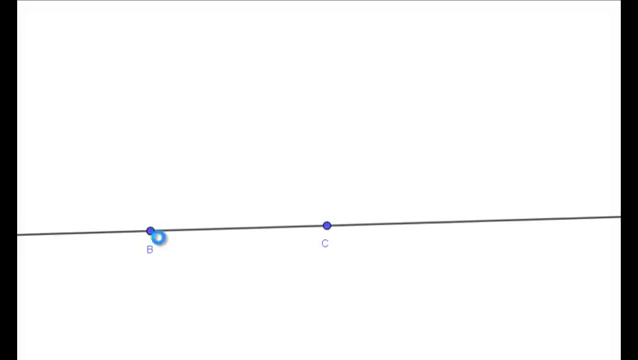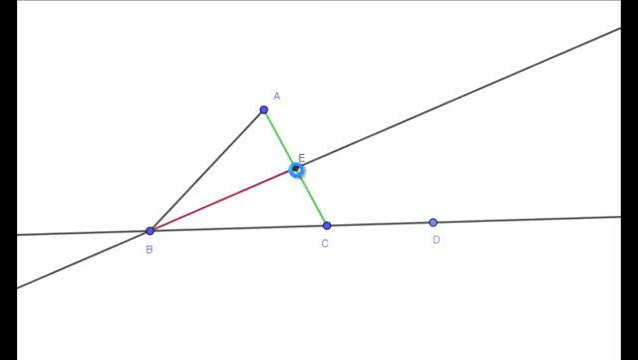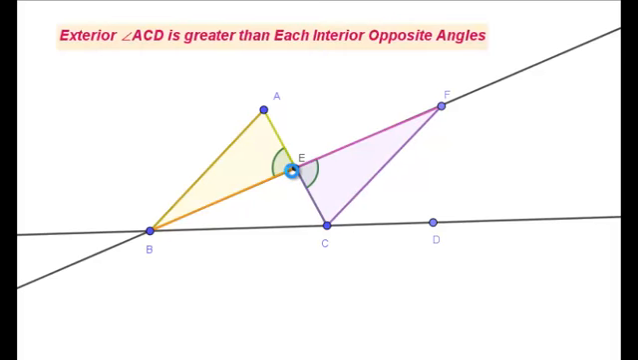Alright, now for Euclid's proof, what we require is the triangle ABC, and we extend the side BC to the point D such that my exterior angle here is ACD. Look at the point E, which is the midpoint of AC. Join it as BE, and extend it to the point F. You can see the two colored triangles over there.